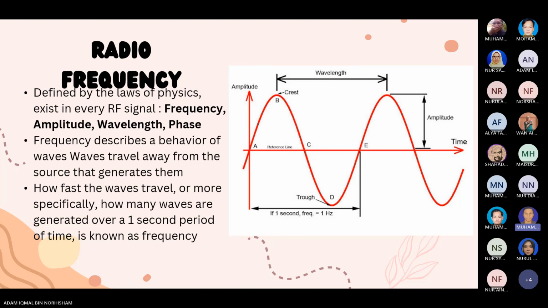In a radio frequency signal, there are four elements, which are frequency, amplitude, wavelength, and phase. From the diagram, we can see three of the elements, which are the frequency itself, the wavelength, which is counted from point to point, and then the amplitude, which is the size of the frequency. How fast the waves travel, or more specifically, how many waves are generated over a 1 second period of time, is known as frequency. Next.